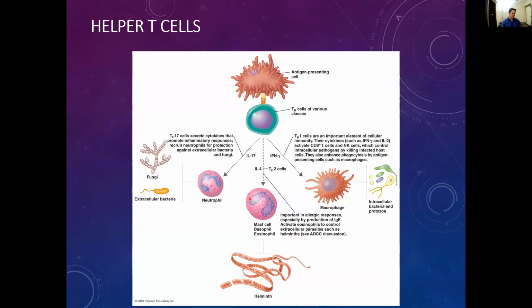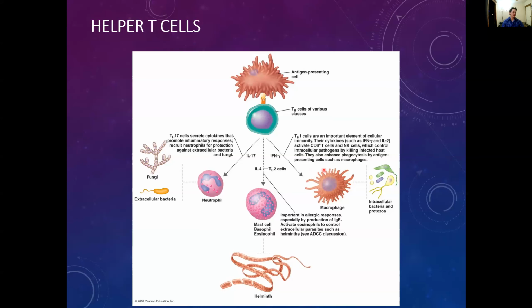And then moving on to TH2 cells. TH2 cells produce cytokines that are associated primarily with the production of antibodies, especially IgE, that are important in allergic reactions. Remember, E is for the immunoglobulins present for allergic reactions. They're also important in the activation of eosinophils that defend against infections by extracellular parasites such as helminths.